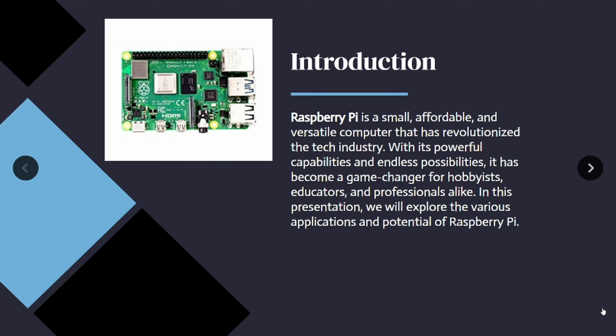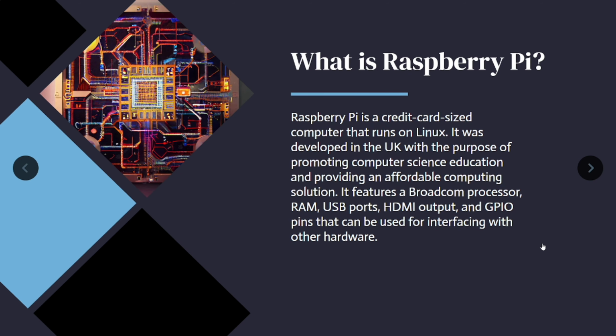There are several different versions of Raspberry Pi. Introducing Pi 0, Model A series, Model B series, GPIO pins, and Pi 4. So what is actually a Raspberry Pi? Raspberry Pi is a credit card sized computer that runs on Linux.